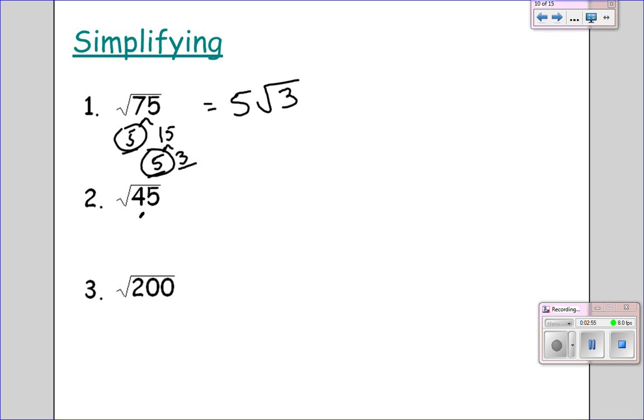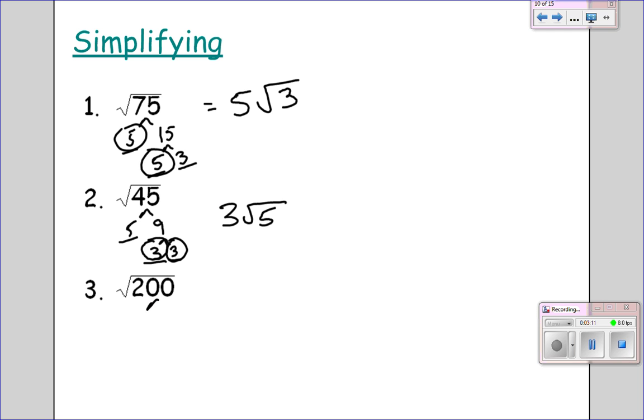All right, now let's look at the square root of 45. That's, once again, 5 goes into it. 5 times 9. 5 is prime. 9 is not, so that's 3 times 3. 3 is prime, and I have a pair of them. So I have a 3 on the outside, and the 5 stays inside.